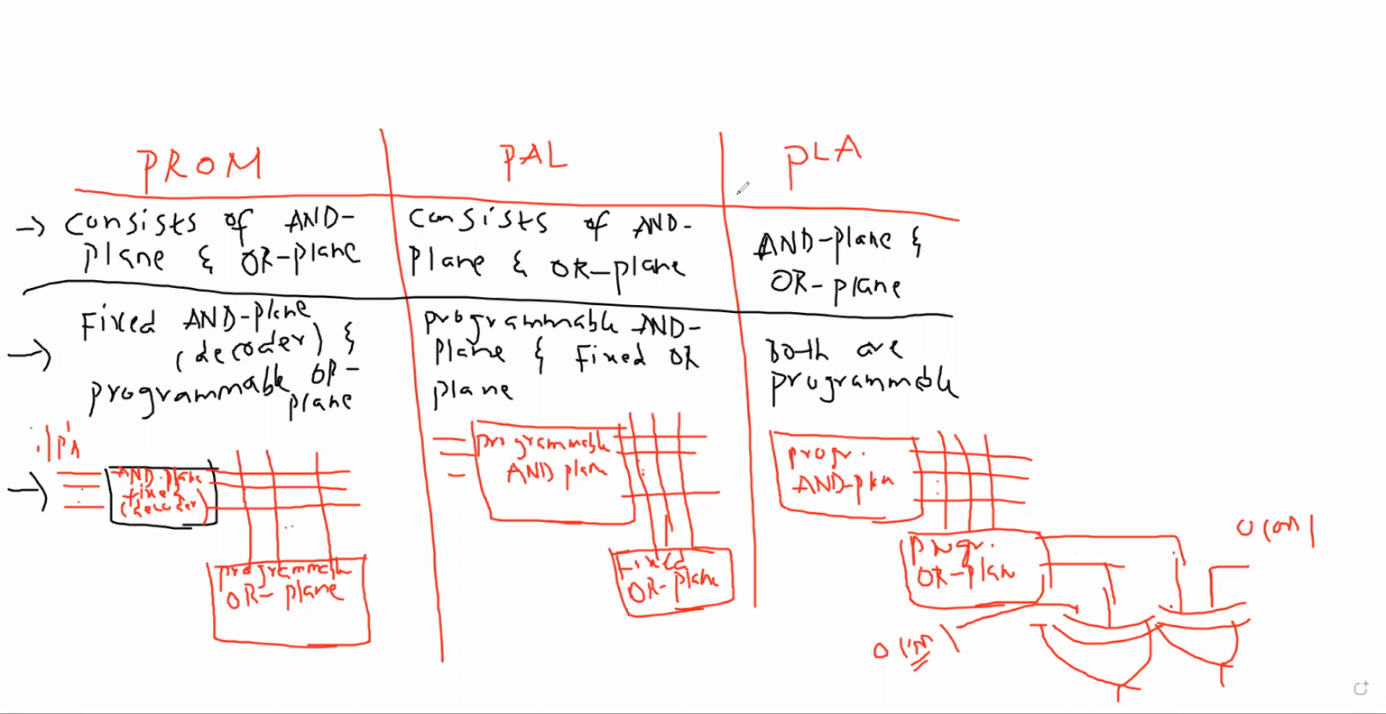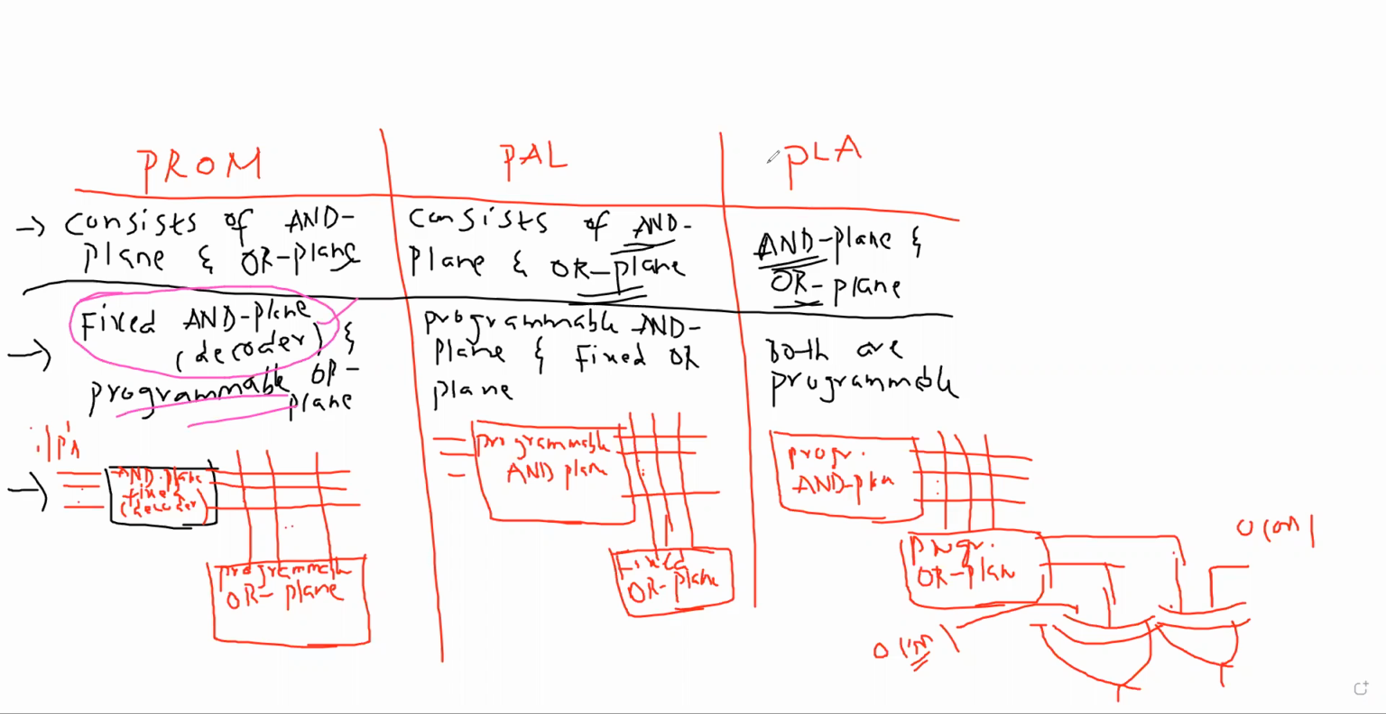If you observe, PROM consists of an AND plane and also an OR plane. Similarly, PAL also consists of an AND plane and an OR plane, and PLA also has an AND plane and an OR plane. But the very important point is the second point: in PROM, a fixed AND plane is used. That means a fixed AND plane and a programmable OR plane.